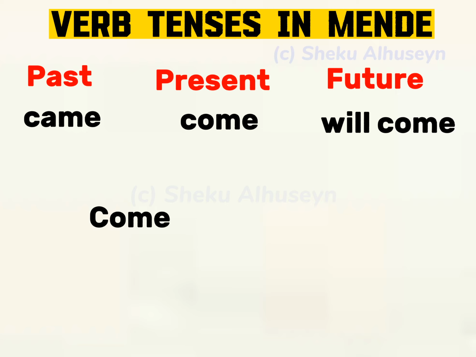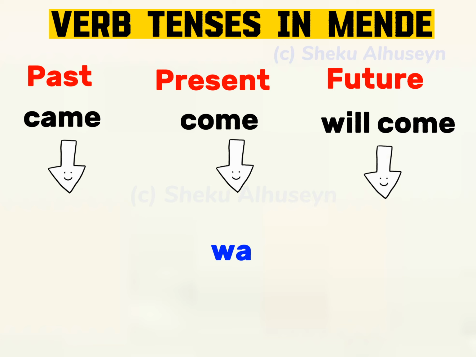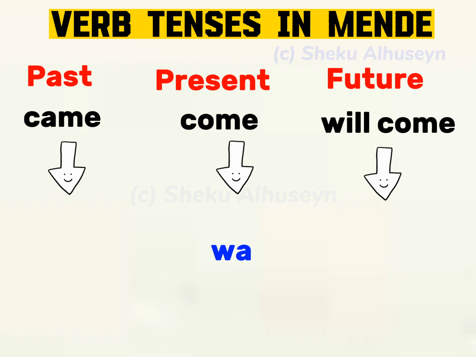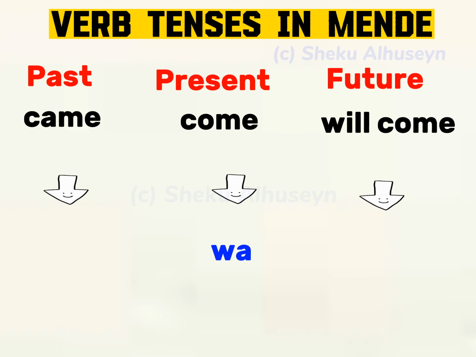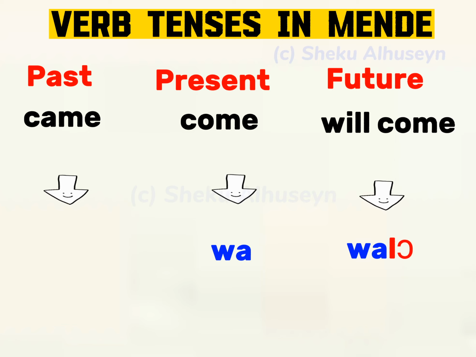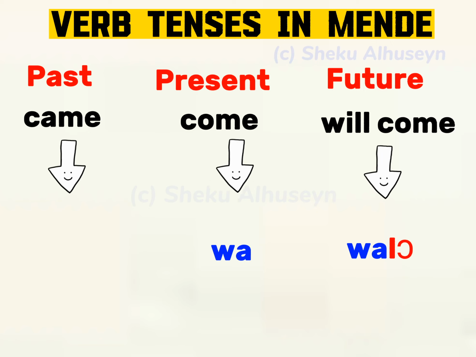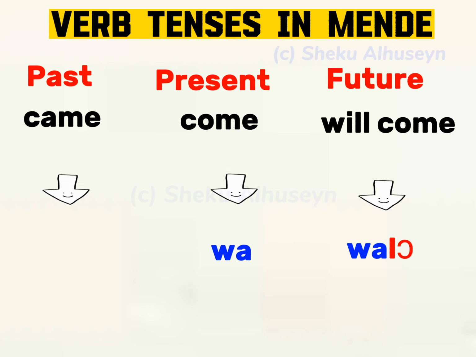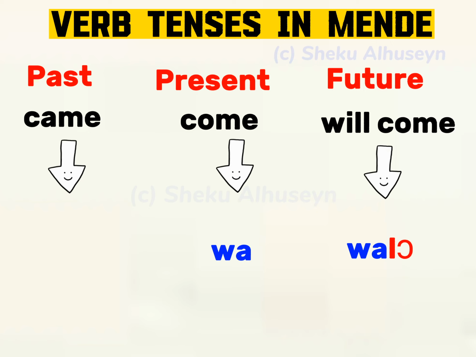Now, the Mende word for come is wa. This is the base form of the verb. So for the present, we have wa. And for the future, we have the base form of the verb wa and something else added to it, just as with the English language. But here, we add it not before the main word, but after it, as a suffix to it. And that is lo. So we have wallow. Even though some people may write it separately, arguably it should be written as one word. Wallow. And that is the basic form of the future tense for the positive statement in Mende language.